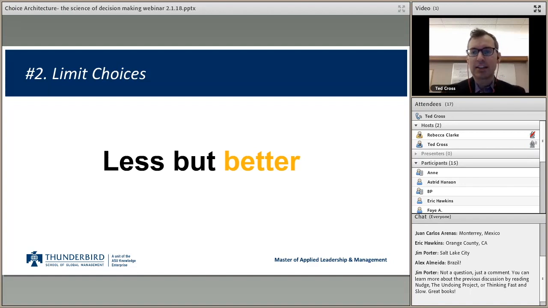The second tactic really is about limiting choices for people. Less but better. It's not less is more, it's less but better. Remember we talked about the judge at the beginning, and the judge was experiencing decision fatigue because as the day went on, they had to make more and more decisions. They only had so much decision-making power. Now that happens to all of us.